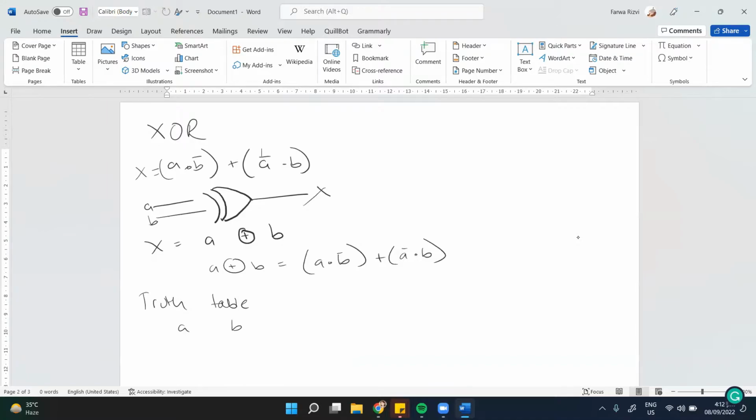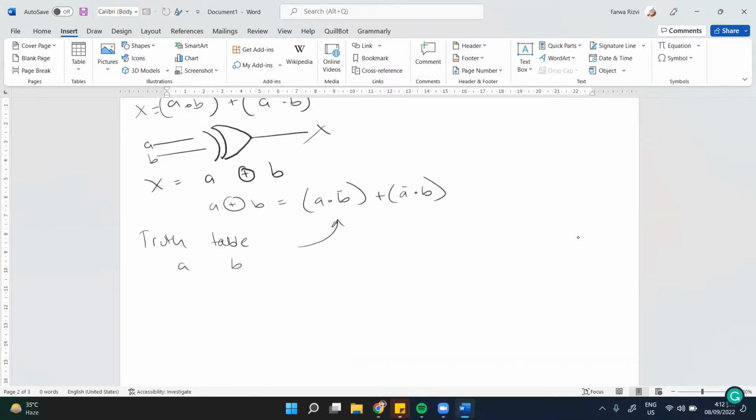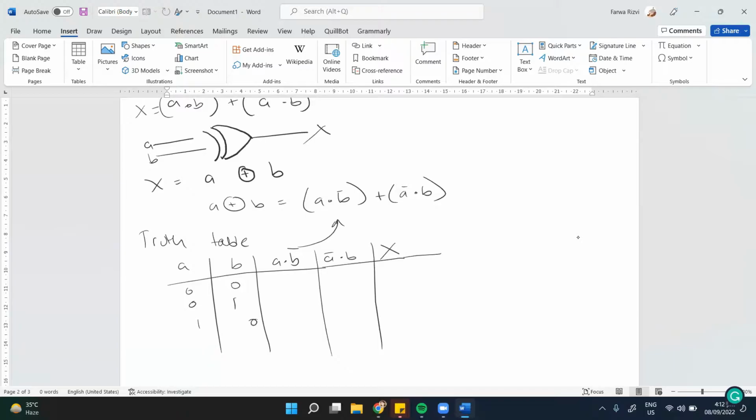Now, the truth table. A, B. I'm going to make one truth table for this, and then you'll see there's a shortcut to making the truth table as well. I'll make that afterwards. Let me make one column for A dot B bar, another column for A bar dot B, and one final column for the output X. And 0, 0, 0, 1, 1, 0.